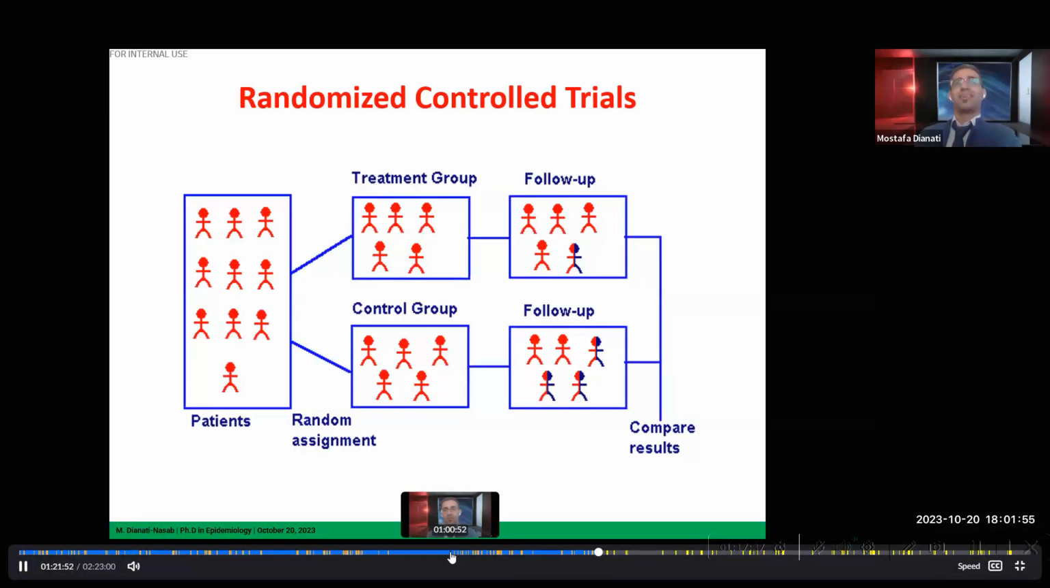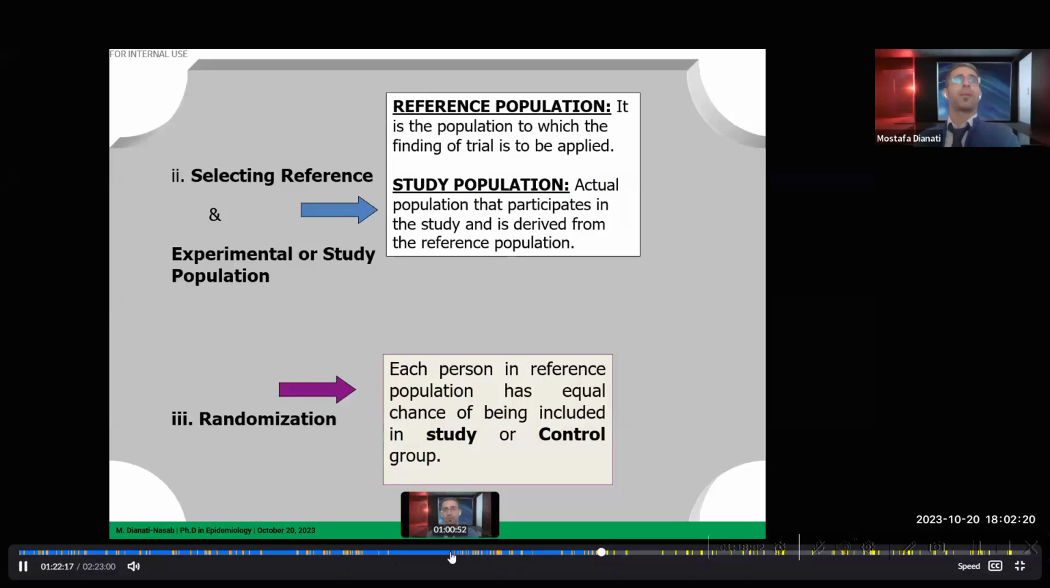Randomized controlled trials are completely the same as cohort studies, but the key element here is random assignment and allocation of the exposure. So two main differences here, you see: random allocation, and we also decide about the exposure. I already covered this: reference population or specific population, and then we apply randomization.